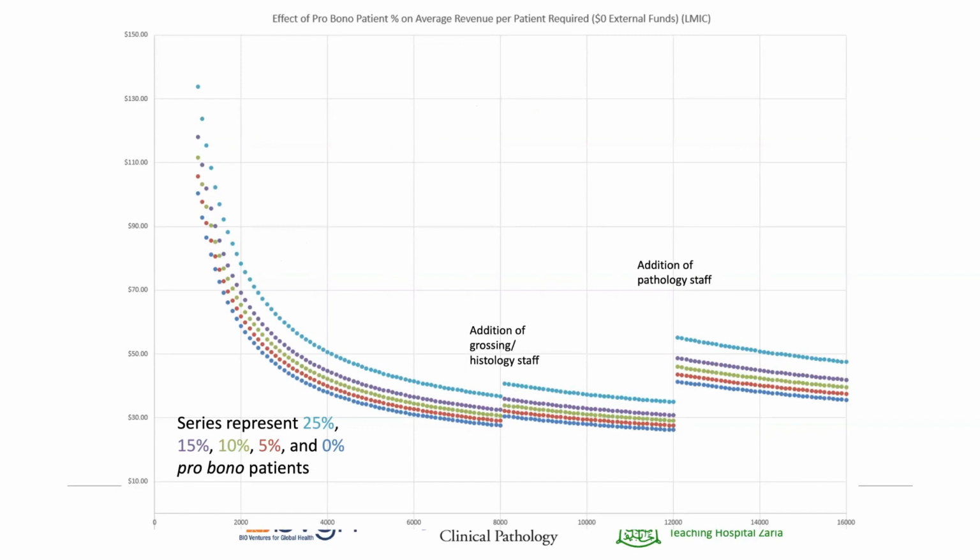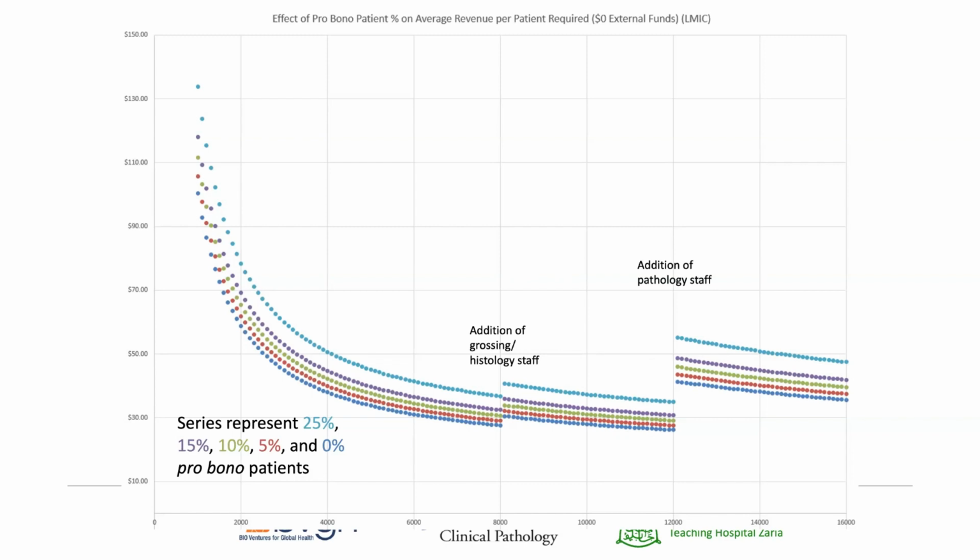Now, I want you to notice these two blips because they're going to keep coming up in every graph. The first blip you can see is happening right here, and the second blip is here. And what are those blips? That's where our model flips from 1 FTE to 2 FTEs for the grossing or histology staff based on those assumptions. And then the other blip is where it switches to an additional pathology staff.